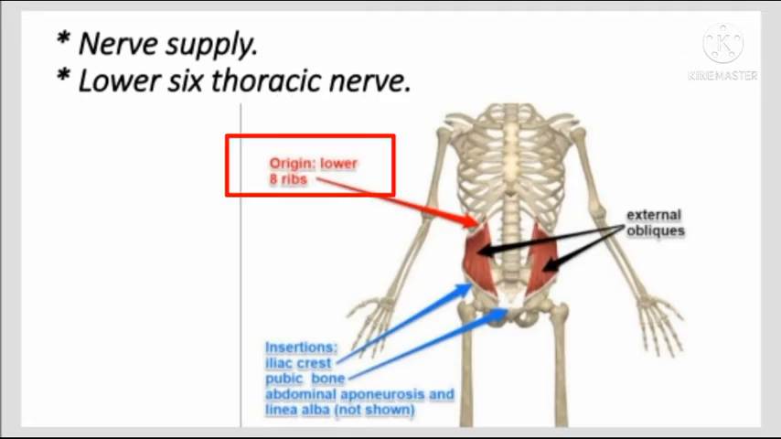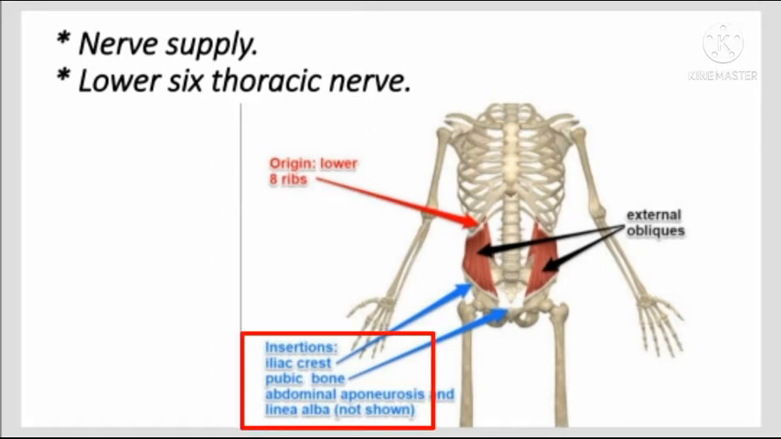As you can see in this diagram, the origin is from the lower 8 ribs. Insertion is into the iliac crest, pubic bone, and the abdominal aponeurosis. This muscle runs downwards, forwards, and medially.